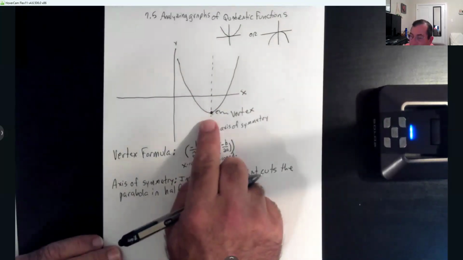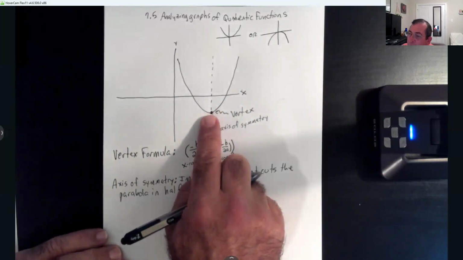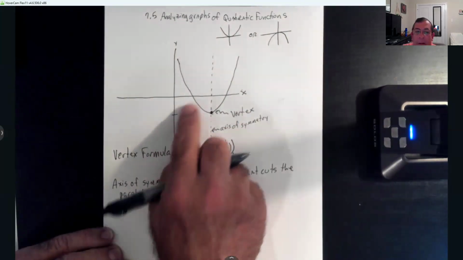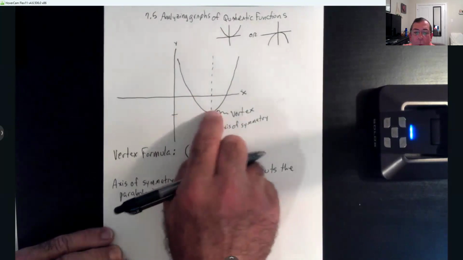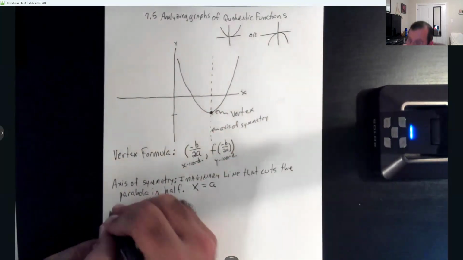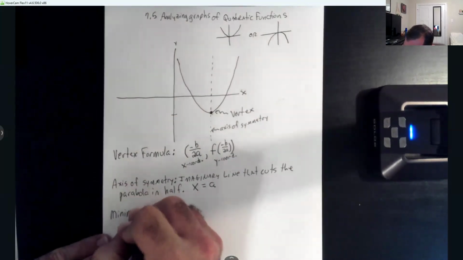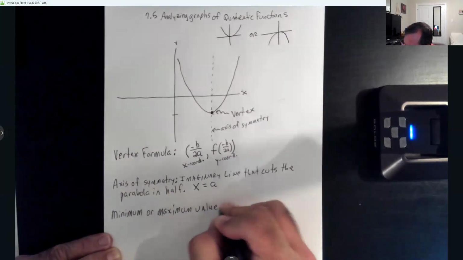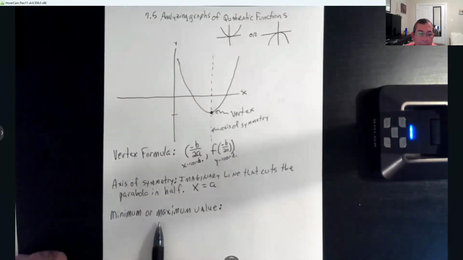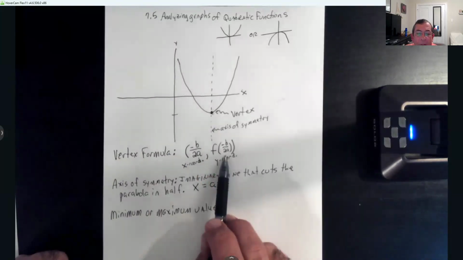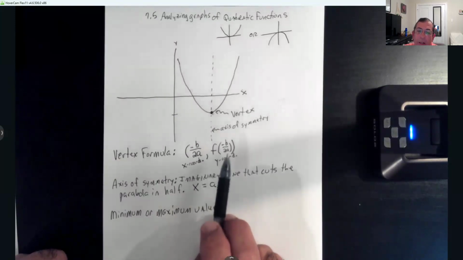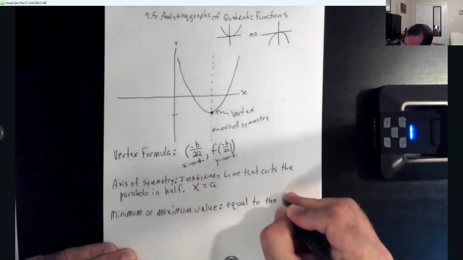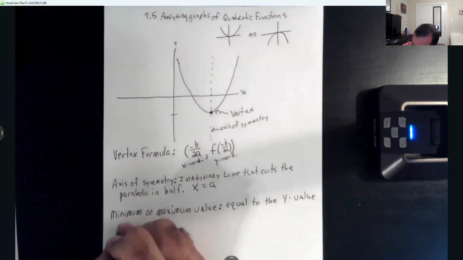Now the third thing this point gives me, it gives me the minimum or maximum value of that function. So remember, these are my y values. So you find the x and then the value for that x. Well, those are the y values. So this gives me the minimum or maximum value. So that means the y coordinate of my vertex formula will give me that min or max value. So it is equal to the y value of the vertex.